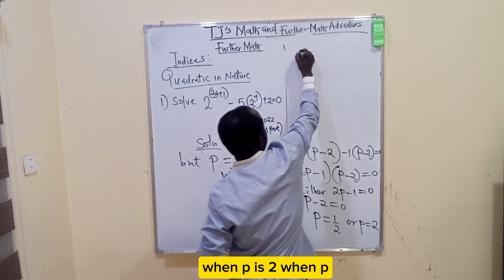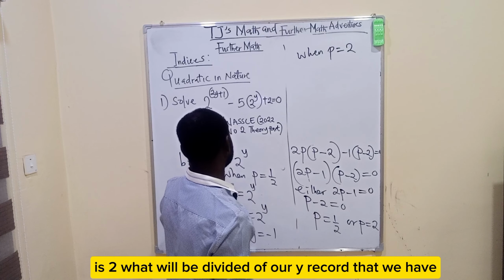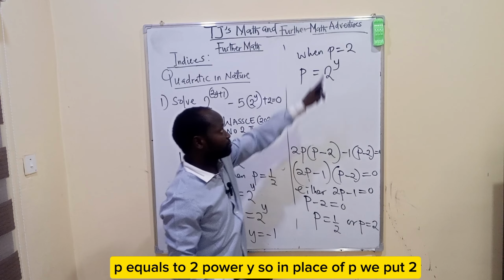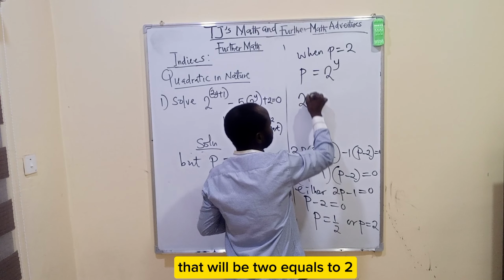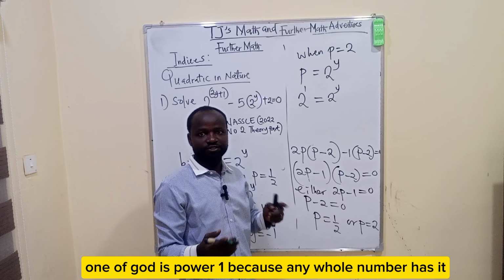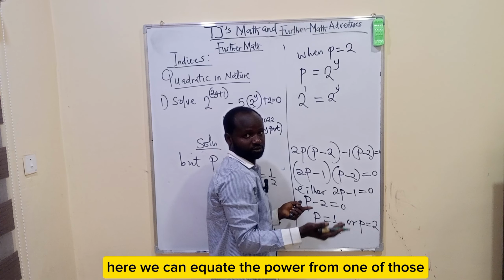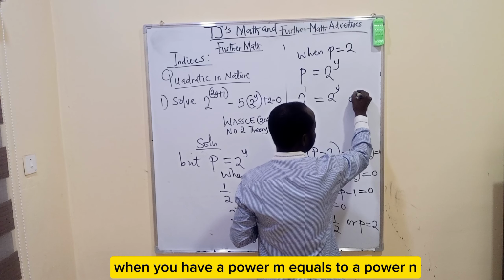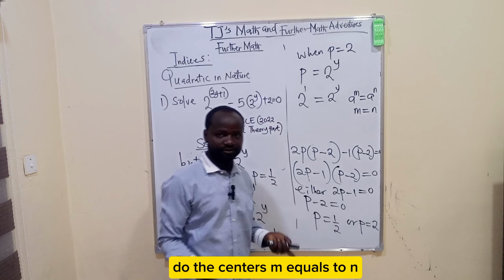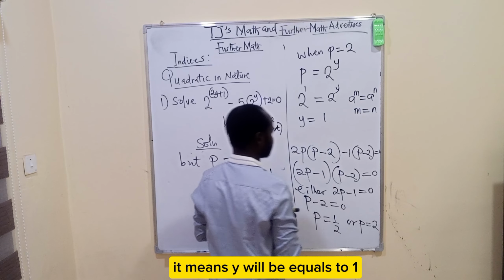When p is 2, what will be the value of y? Recall that we have p equals 2 power y. So in place of p, we put 2. That will be 2 equals 2 power y. Of course, this 2 is power 1, because any whole number has a power of 1. So the bases are the same here. We can equate the powers from one of the laws of indices. When you have a power m equals a power n, this is the same thing as m equals n. So we apply this law here. It means y will be equal to 1.